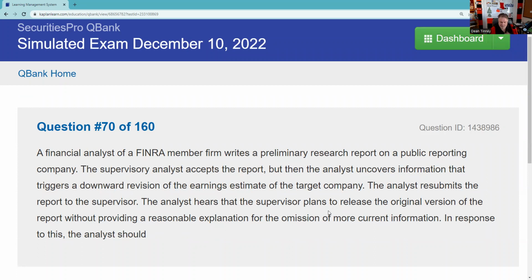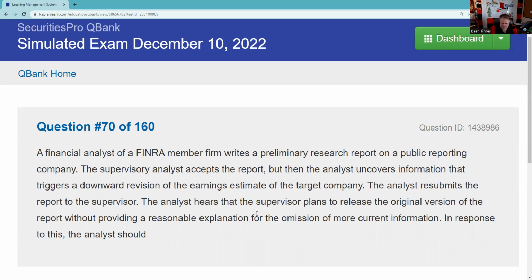Question 70. A financial analyst of a FINRA member firm writes a preliminary research report on a public reporting company. The supervisory analyst accepts the report, but then the analyst uncovers information that triggers a downward revision of the earnings estimate of the target company. I like this, by the way, because remember, we're not supposed to give editorial control to the issuer. We can't ask them to verify facts. The analyst resubmits the report to the supervisor. The analyst hears that the supervisor plans to release the original version of the report without providing a reasonable explanation for the omission of more current information.